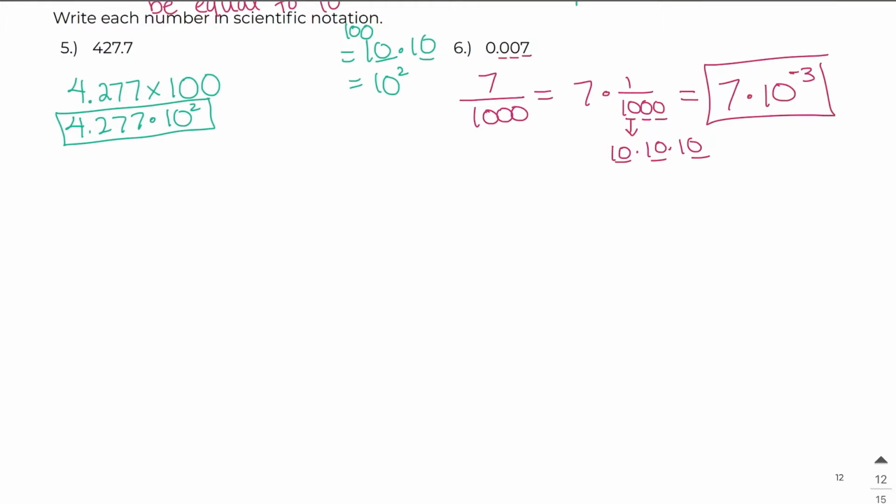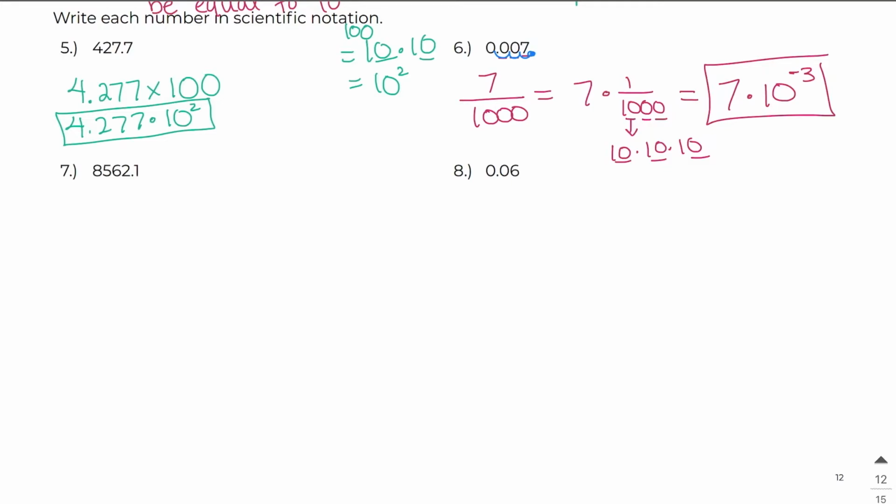Again, same thing. You are totally allowed to just move this over 1, 2, 3 times, but I want you to understand why we do that. And because it's a decimal, it means that we are not multiplying by 1,000, we are dividing by 1,000, so that's why it is a negative exponent.